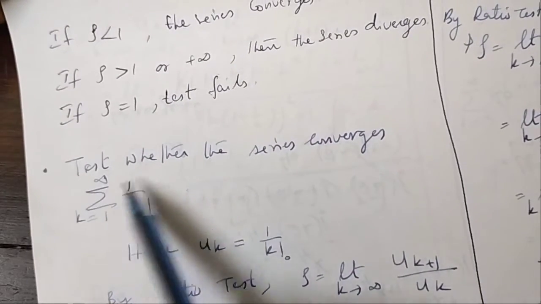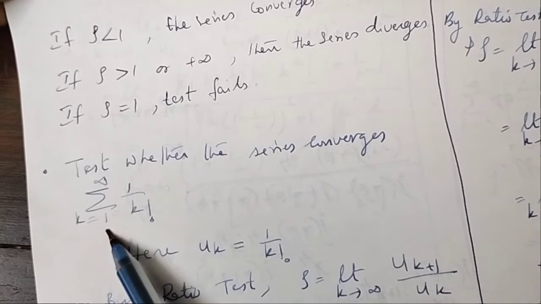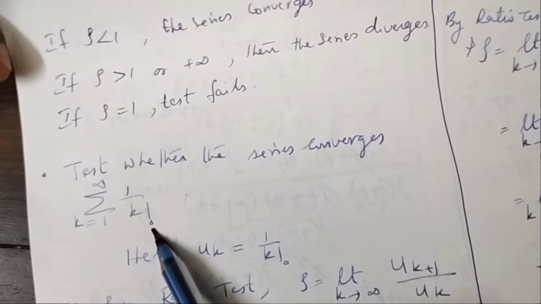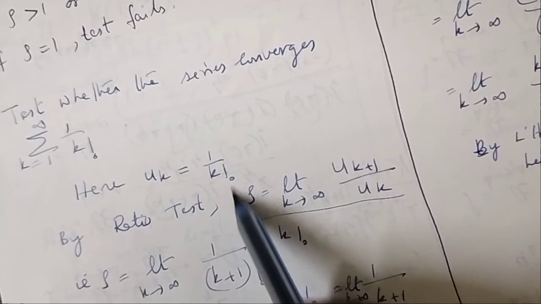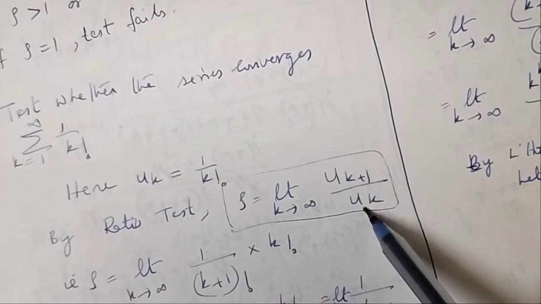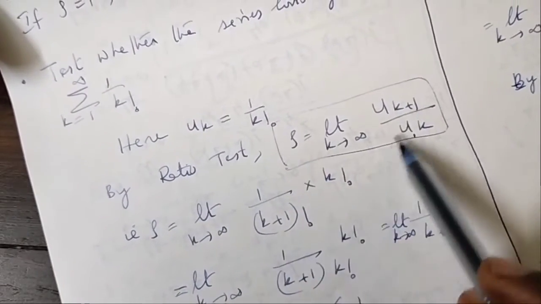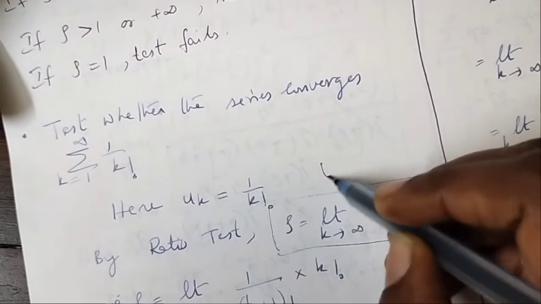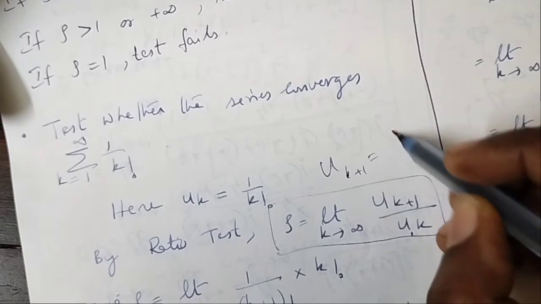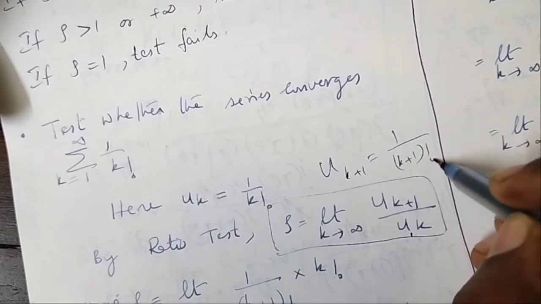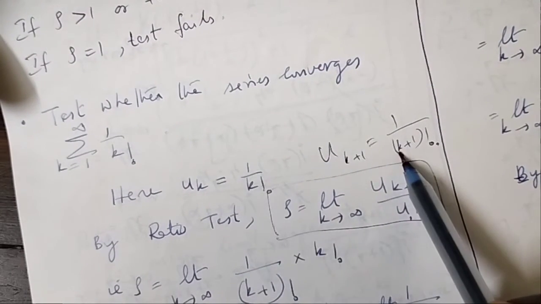So for this example, test whether the series converges: sigma k from 1 to infinity 1 by k factorial. So here sigma 1 by k factorial. So 1 by k factorial is uk. So by ratio test, what is rho? The formula is rho is equal to limit k tends to infinity uk plus 1 by uk. So uk is 1 by k factorial. So what is uk plus 1? So uk plus 1 is 1 by k plus 1 the whole factorial. So k is replaced by k plus 1.